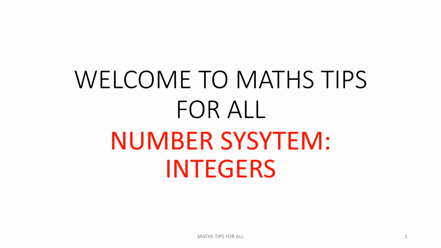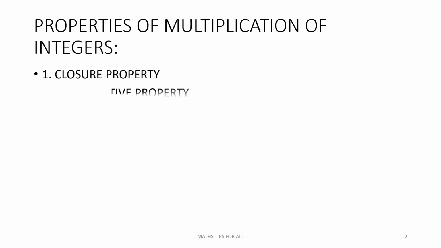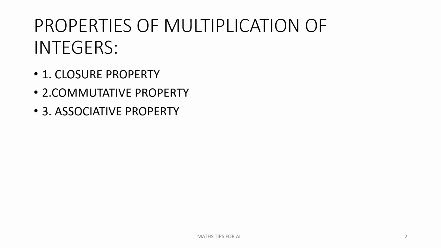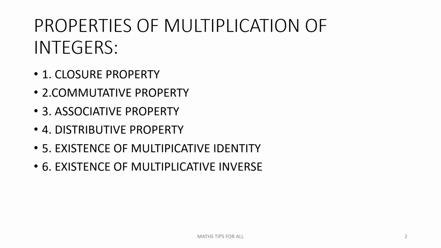Today, let's learn number system integers. Let's move on to properties of multiplication of integers. In this, totally we have to learn 6 multiplication properties. Firstly, it's a closure property. Second one is commutative property. Third one, associative property. Fourth, distributive property. Fifth, existence of multiplicative identity. Sixth, existence of multiplicative inverse. So let's learn about each property in detail.